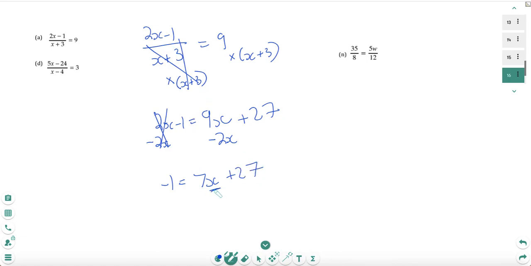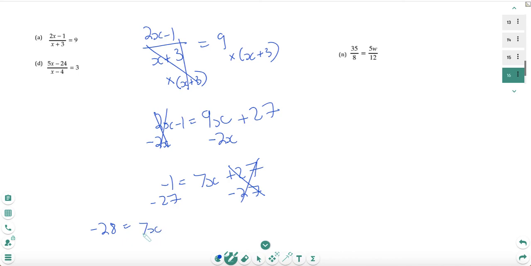Okay, so x is being multiplied by 7, then added by 27. We're going to work backwards. We're going to get rid of the 27 first. So the opposite of plus 27 is minus 27. To balance it, you have to minus 27 here. Minus 1 minus 27 is minus 28. Equals, well, plus 27 minus 27 cancel out. So we're left with 7x.